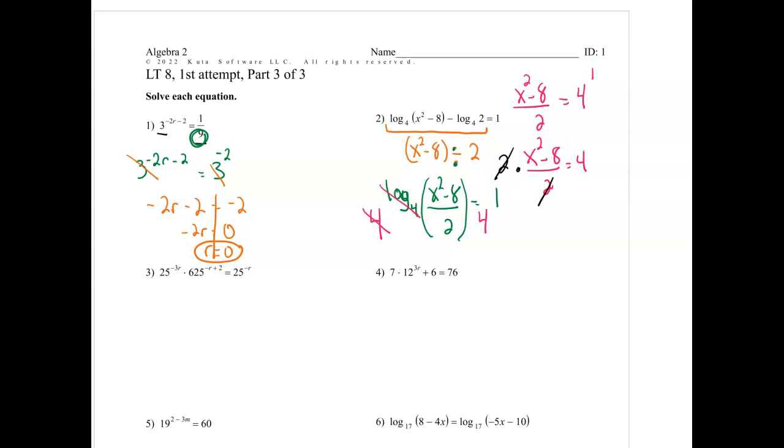Those cancel each other out. So I'll multiply the other side by 2, which gives me 8. Then I'm going to add the 8 for 16. And then I will square root and get positive 4 and negative 4.